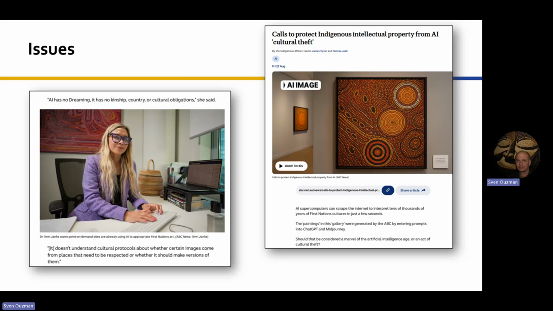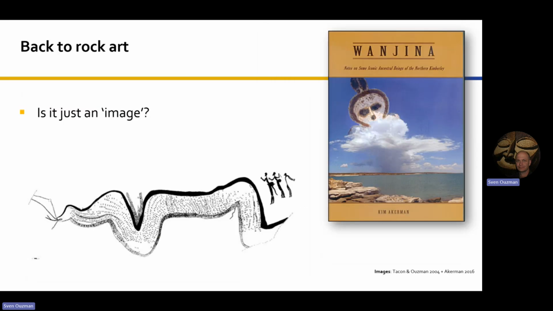So some of these issues in shot there, you have Terry Janke, Indigenous Australian lawyer, who is really into AI. I've got a link to her TEDx talk at the end of this presentation, but she says AI has no dreaming. It has no kinship, country, or cultural obligations. It doesn't understand cultural protocols about whether certain images come from places that need to be respected or whether it should make versions of them. And in the image there, you see what looks like a traditional Australian Aboriginal dot painting from the Central Desert, but it's all AI generated.